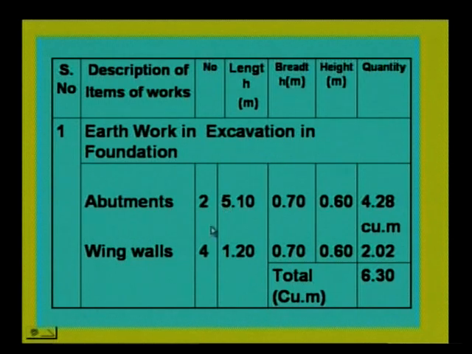For the two abutments the length is 5.10, 0.70 is the breadth, and then 0.6, which comes around 4.28 cubic meters. Then wing walls, you have 4, so it is 1.2. 1.2 is the projection, that is the length, and 0.7 is the breadth, and the trench is 0.6 meters below the ground level. So the quantity comes around 2.02. So the total quantity of earthwork excavation is 6.30. So this is the earthwork excavation item.